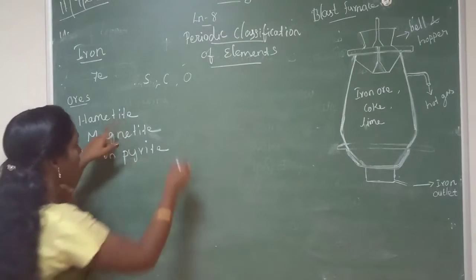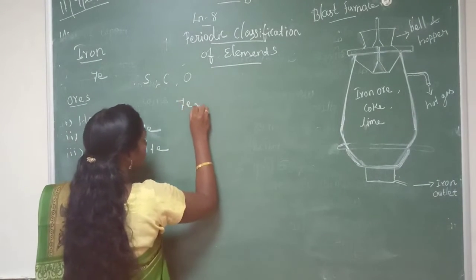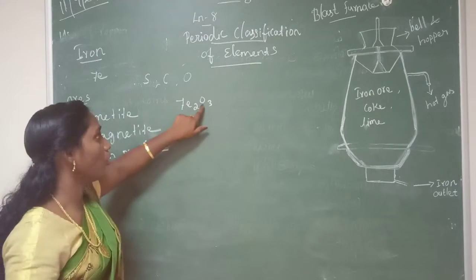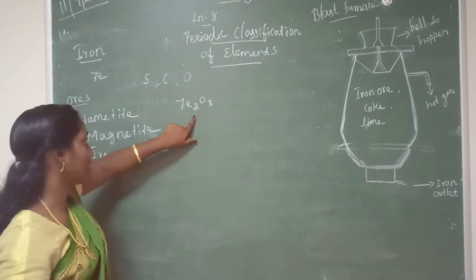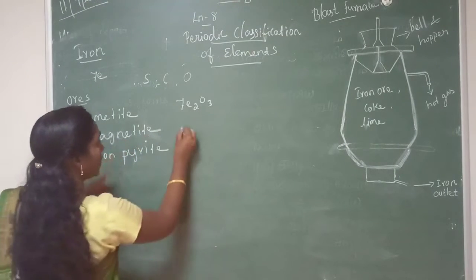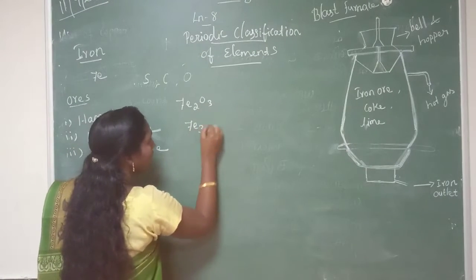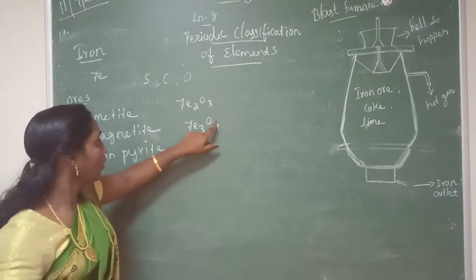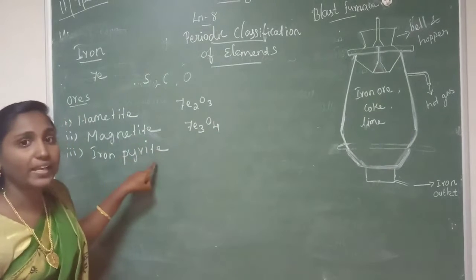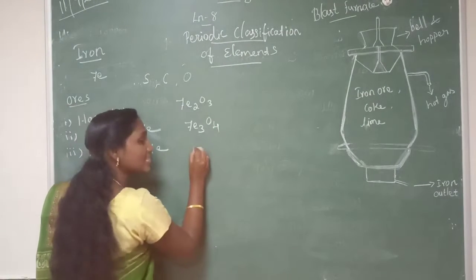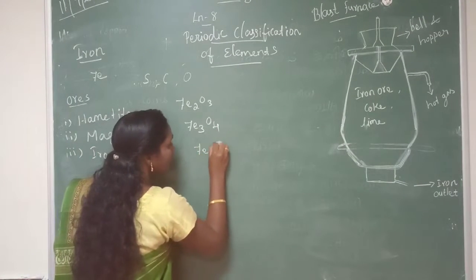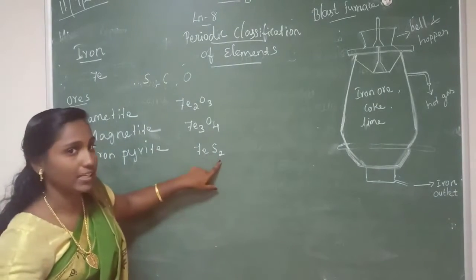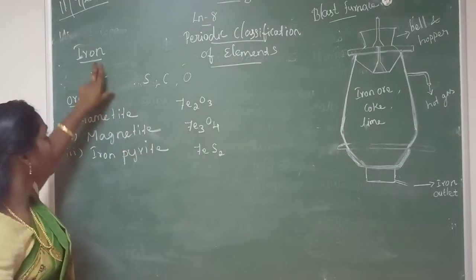The hematite formula is Fe2O3, an oxide ore. The magnetite formula is Fe3O4. The iron pyrite formula, it contains sulfide ore, is FeS2. So these are the 3 ores of iron.